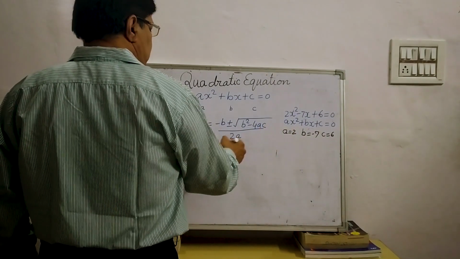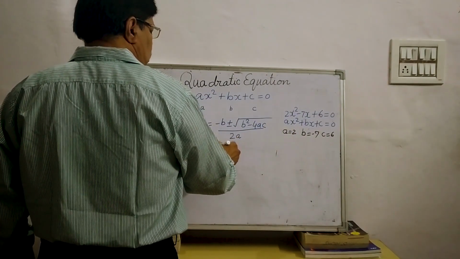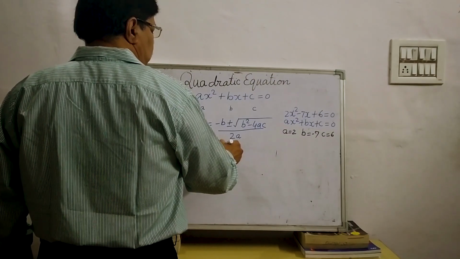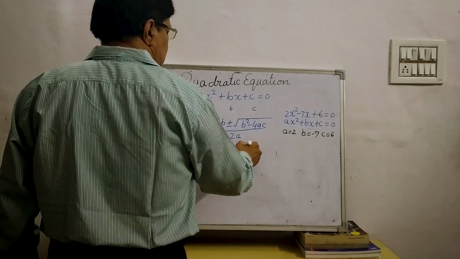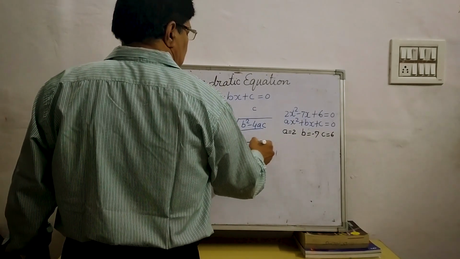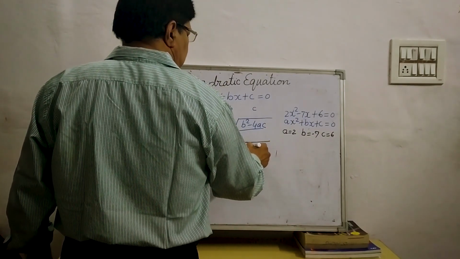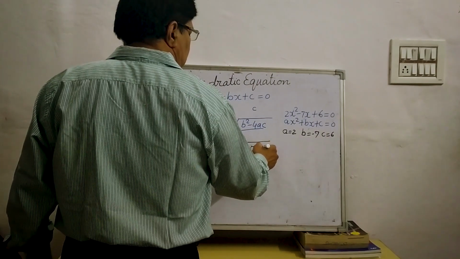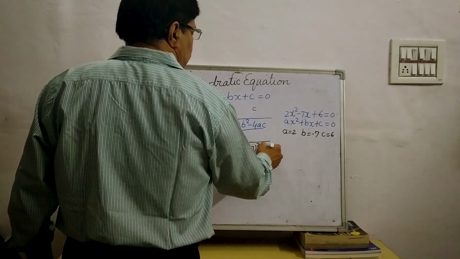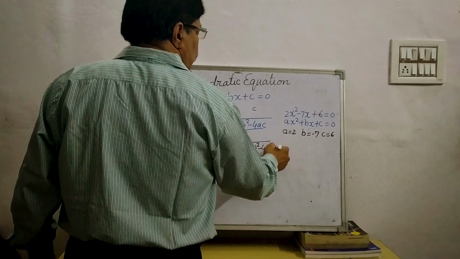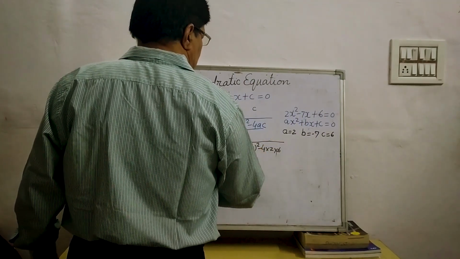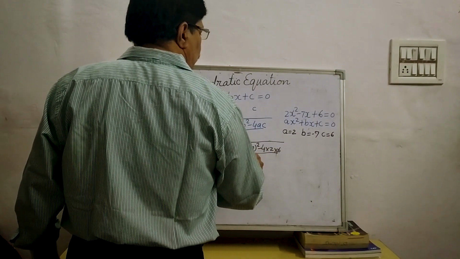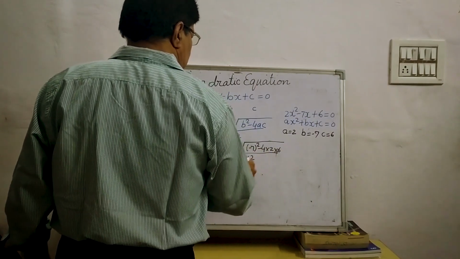After finding the values, we will put these values in the formula with proper sign. So b is minus 7, minus b is already there, so put minus of minus 7, plus minus under root b², b is minus 7, minus 4 into a is 2, c is 6. Clear? Upon 2 into a.